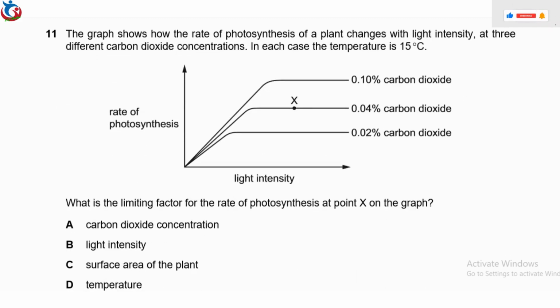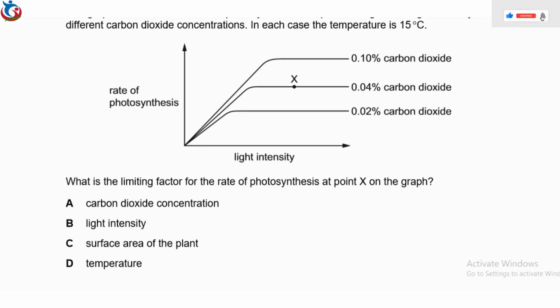Question 11 says, the diagram shows how the rate of photosynthesis of the plant changes with light intensity at 3 different carbon dioxide concentrations. In each case, the temperature is 15 degrees Celsius. What is the limiting factor for the rate of photosynthesis at point X on the graph? What is the limiting factor?